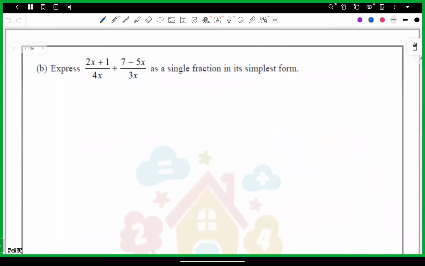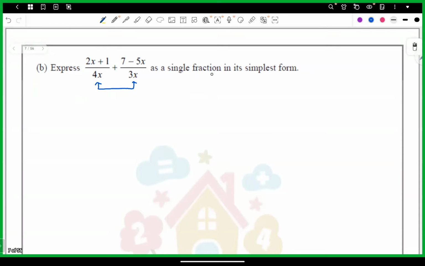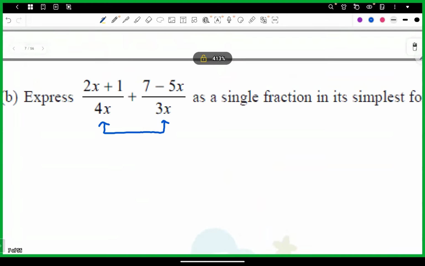Adding fractions, unlike fractions. If I have 2x plus 1 over 4x plus 7 minus 5x over 3x, as a single fraction in its simplest form, I have to multiply 3x by 2x plus 1 and multiply 4x by 7 minus 5x, expanding the brackets.